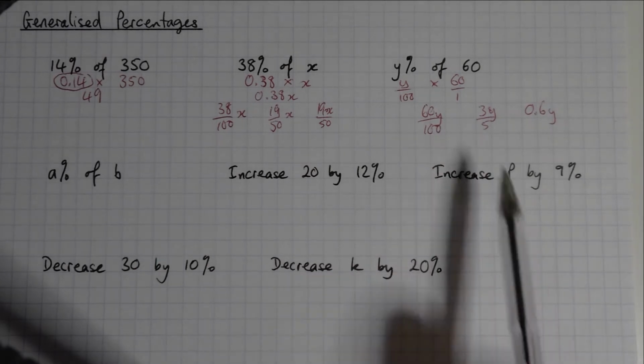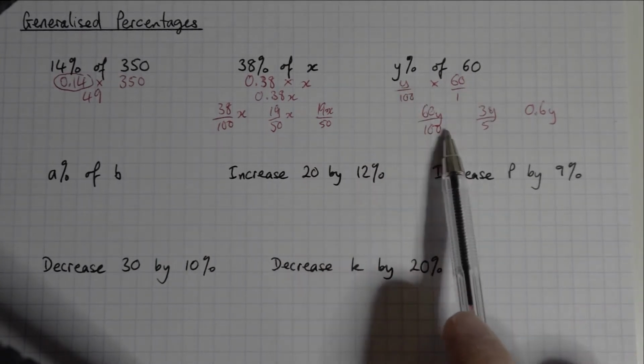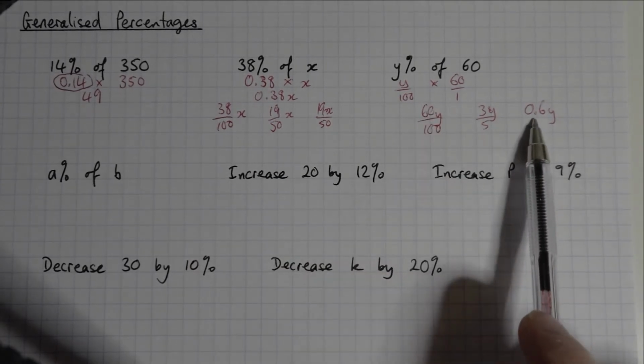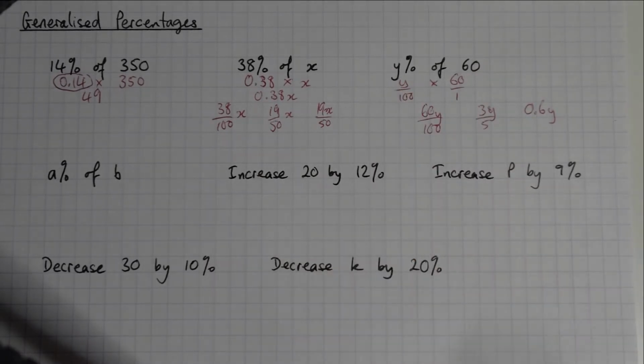So all percentages can be reversed. But that's a nice little demonstration there that y% of 60, well, y% is just y out of 100. When you multiply them together, you get that fraction there. You can simplify 60 out of 100 if you really want to be 0.6. That's the same as if you were doing 60% of y.